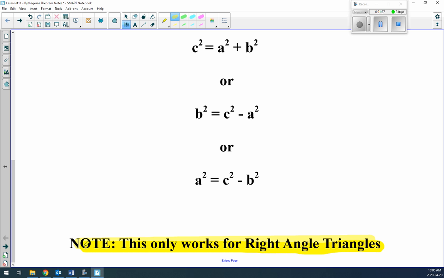Now, the key thing here is this only works for right angle triangles. So if your triangle is not a right angle triangle, if it doesn't have that box in the corner, you can't do this. Okay, go to the second page.